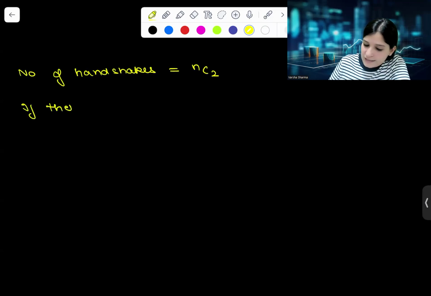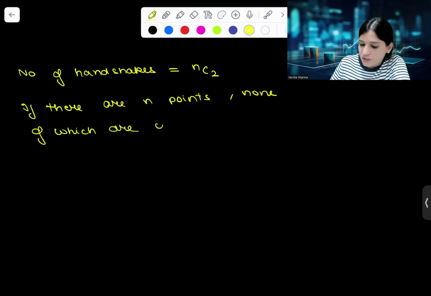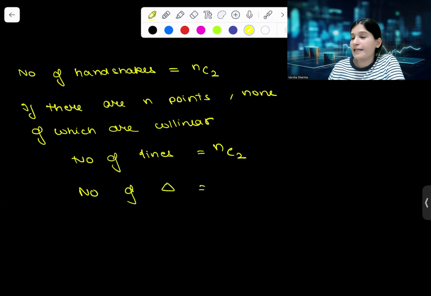If there are n points, none of which are collinear, then number of lines: the formula was again NC2, for a line we only want 2 points. So from the total choose 2 points. If I want to form a triangle, then for a triangle, how many points do we need? Three. So from n choose 3 points.